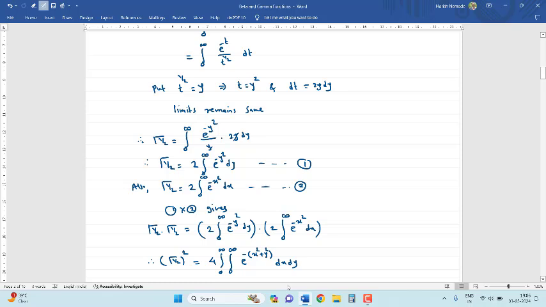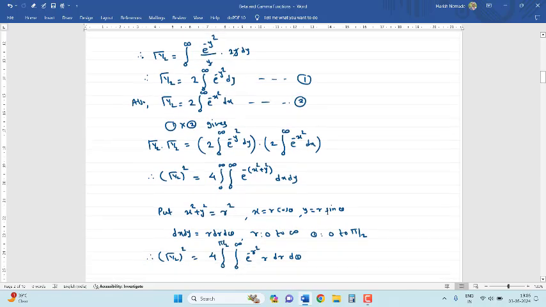Now we take the product of these two equations 1 and 2. So left hand side is gamma 1 half into gamma 1 half is equal to the product of these two right hand sides. So it is 2 times integration from 0 to infinity e raised to minus y square dy into 2 times integration from 0 to infinity e raised to minus x square dx. So therefore gamma 1 half square equal to 4 times double integration from 0 to infinity e raised to minus (x square plus y square) dx dy.